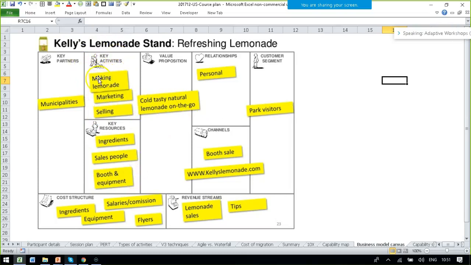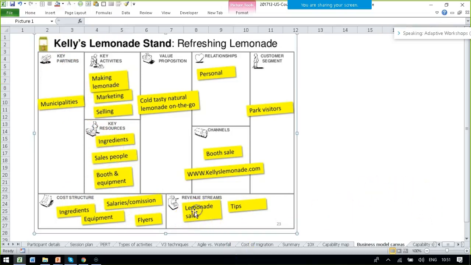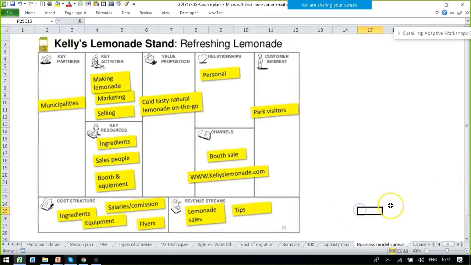Then the key activities that the company carries out, the key resources that the company needs, the partners that the company needs, and the cost structure that the company has. So as a business, our aim would be to improve revenue and reduce cost. And that's what we try to do.